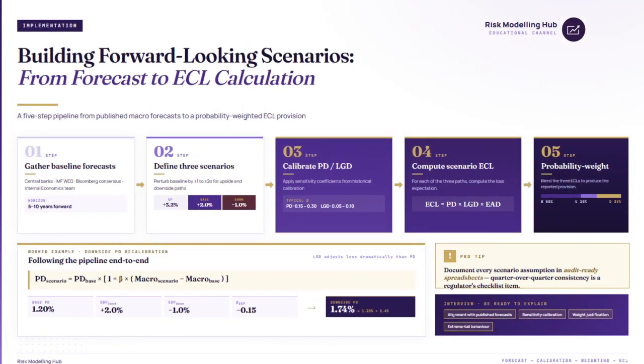Now let's walk through the complete pipeline. How you take the published macroeconomic forecasts and turn them into a probability weighted ECL provision. So first you need to gather the baseline forecast. Start with consensus data from the central banks, the IMF or Bloomberg, or maybe from your internal economics team. You need 5 to 10 years of forward projection for GDP, unemployment and credit spread.